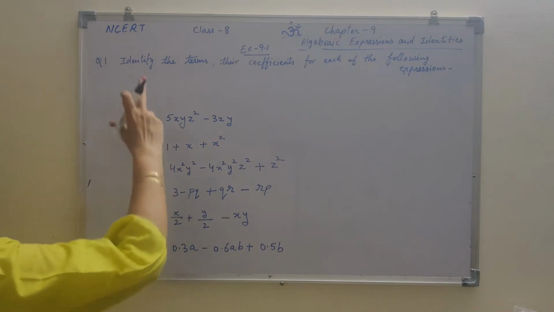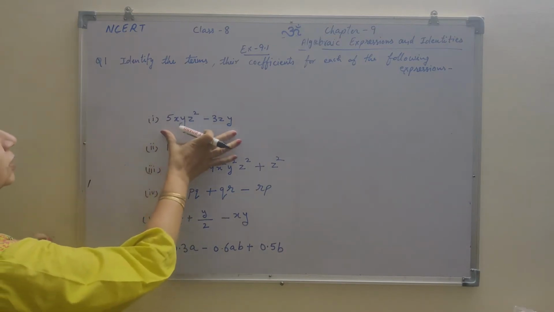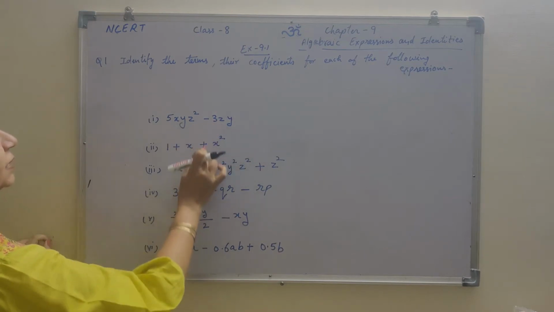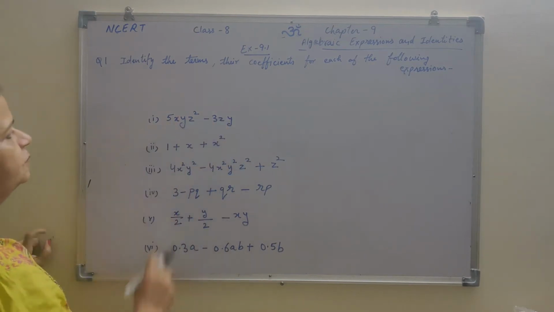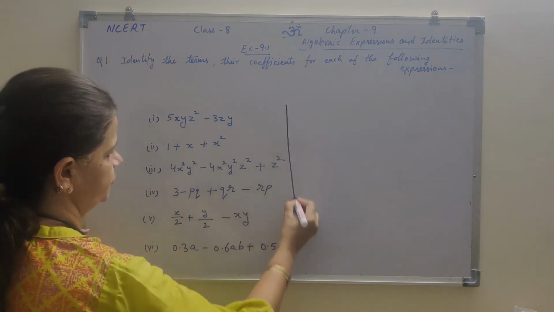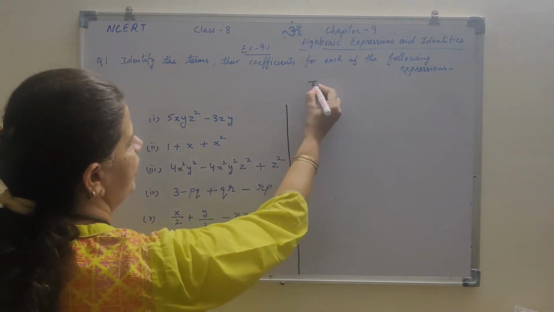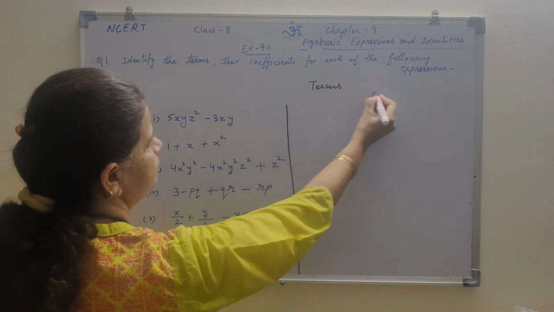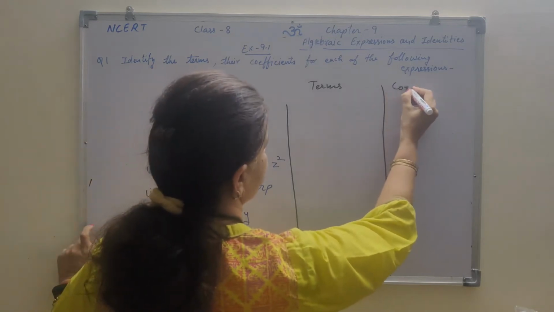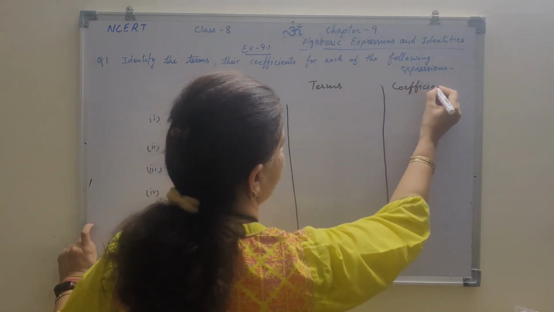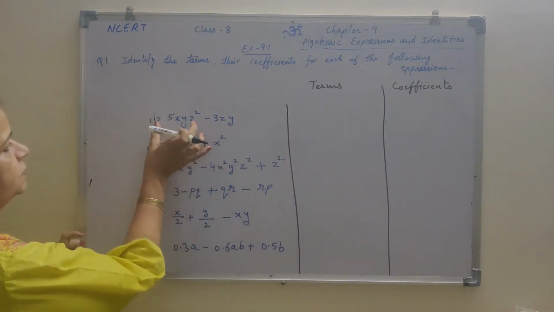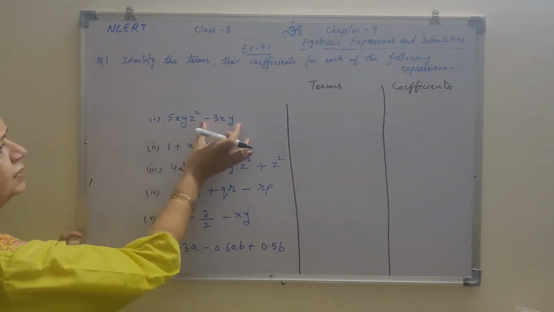As you can see, there are two terms. This is one term and this is the second term. These plus and minus signs differentiate terms. So in the first part we have two terms. We will make columns, and here we are writing terms, and in another column we are writing their coefficients, right? So in the first expression we have two terms. This is our first term and this is our second term.